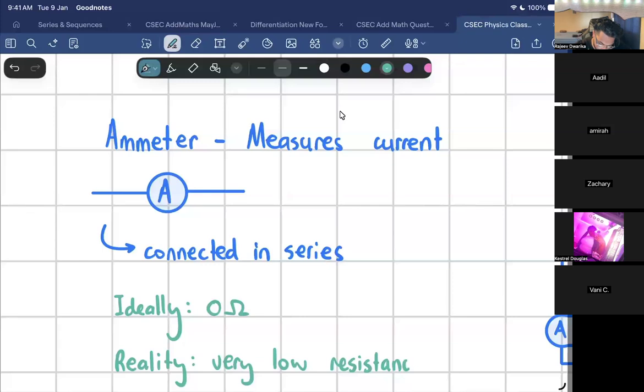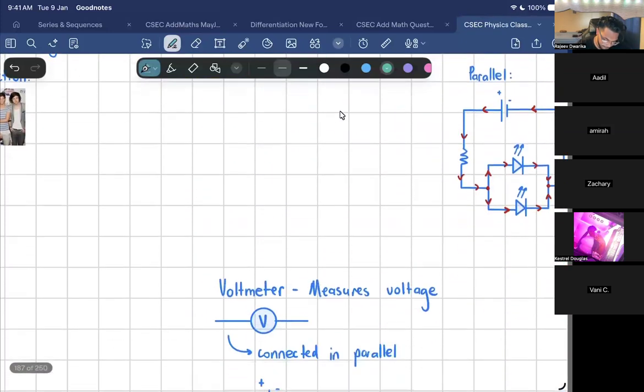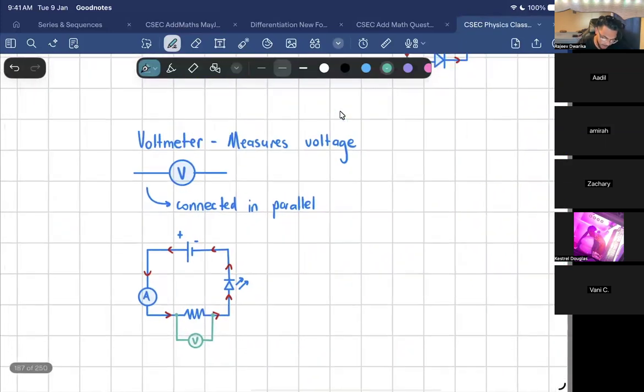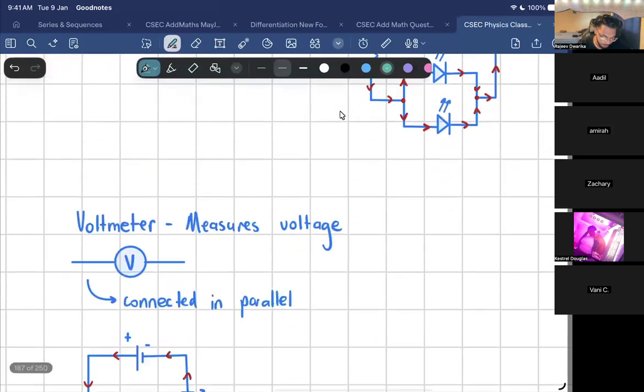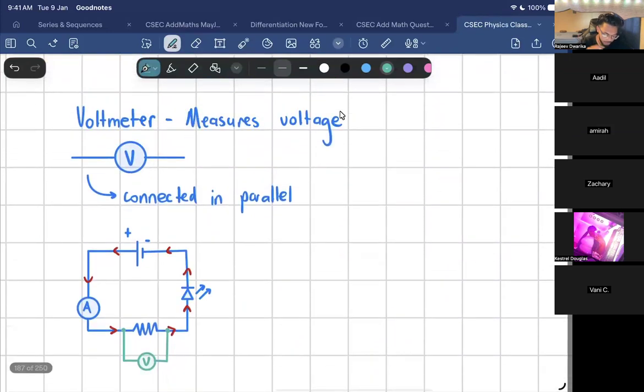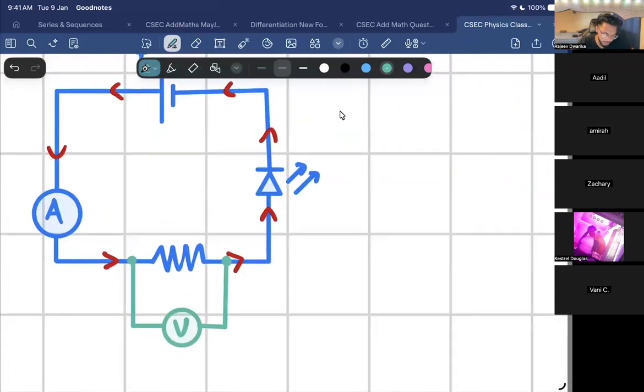I'm killing so many birds with one stone right now, it's crazy. Yeah. And I should probably explain this. I'll explain that just now. Let me ask you that question. So, Adil, you just told me it was a parallel circuit, which is true.